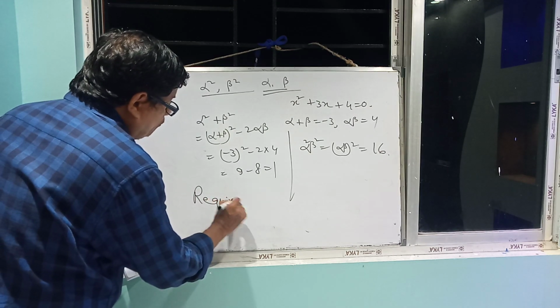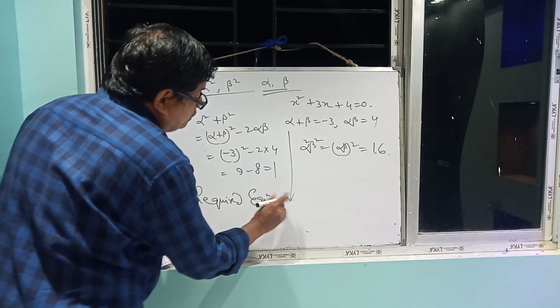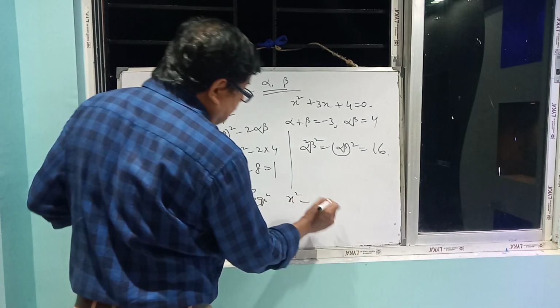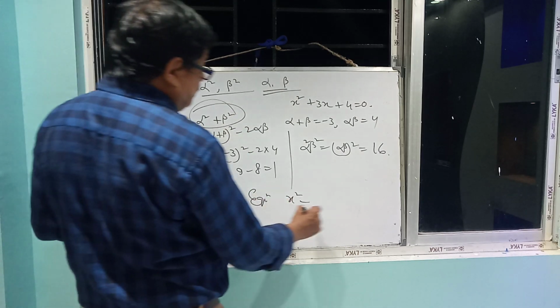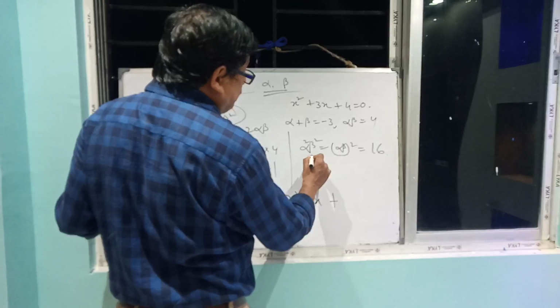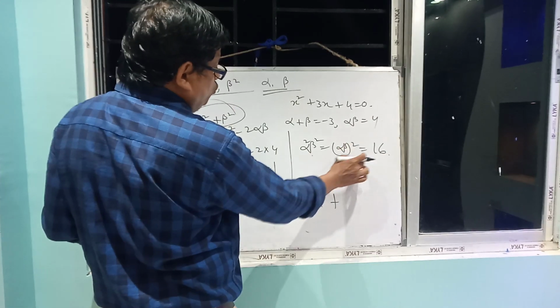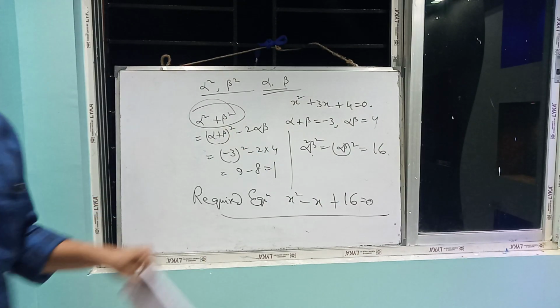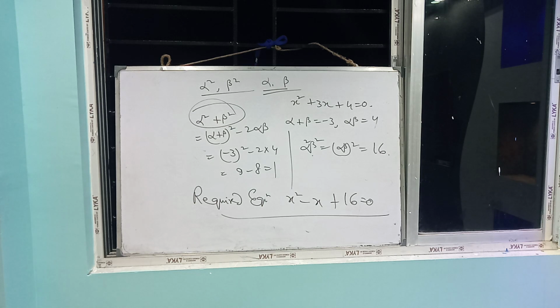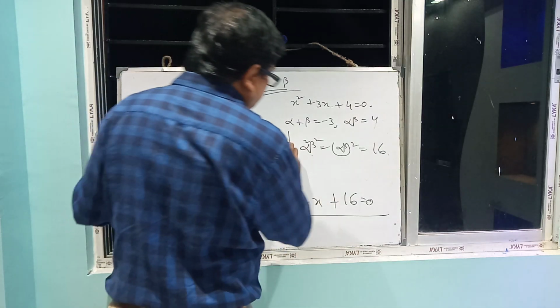Required equation: x square minus the sum of the roots alpha square plus beta square, that is 1, so minus x, plus the product alpha square beta square, that is alpha beta squared, 4 squared, so 16, equal to 0. This is the equation. Okay. Now next one.